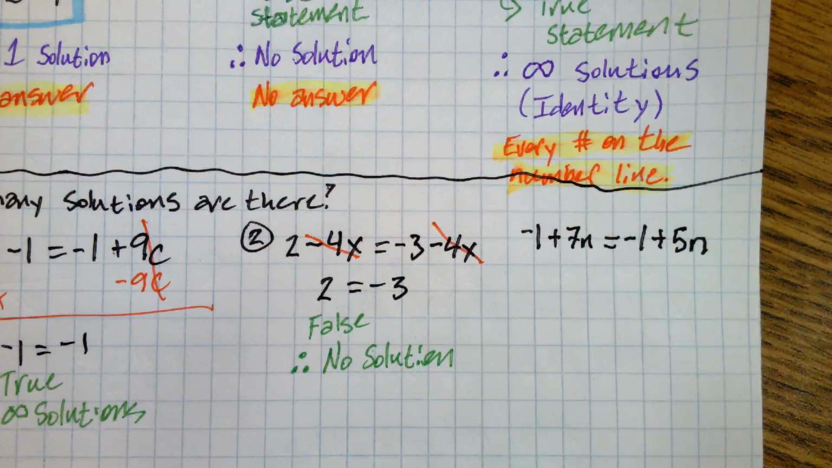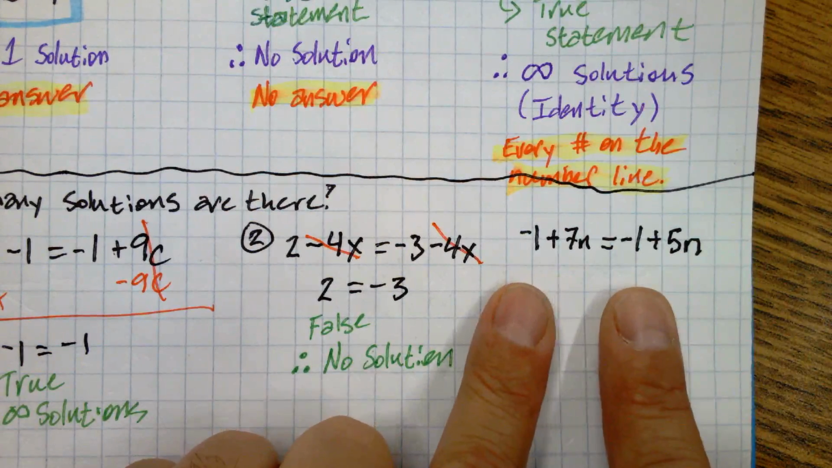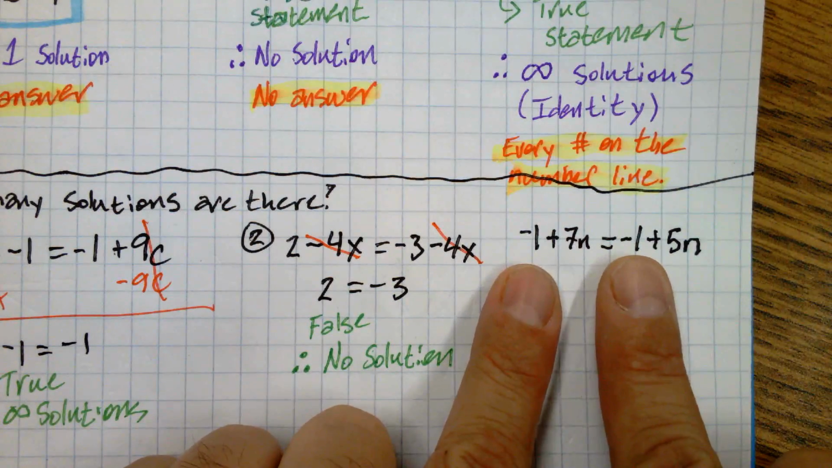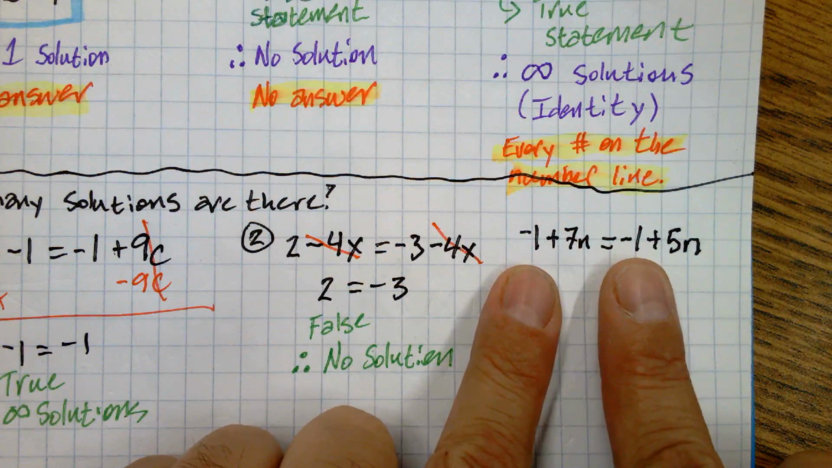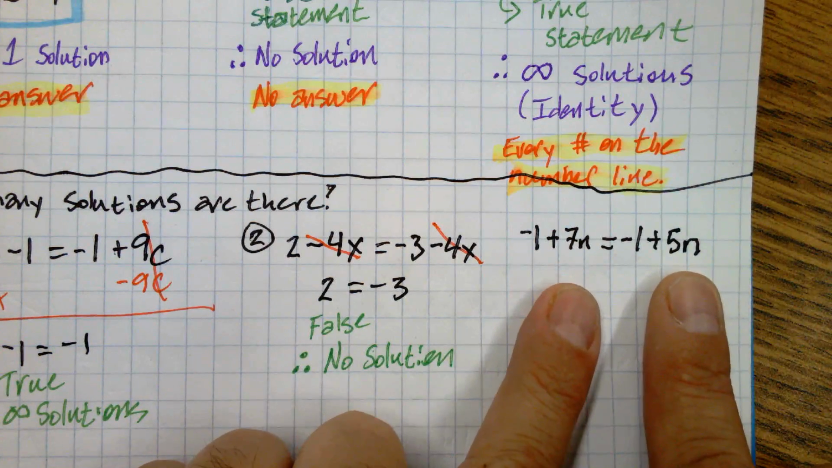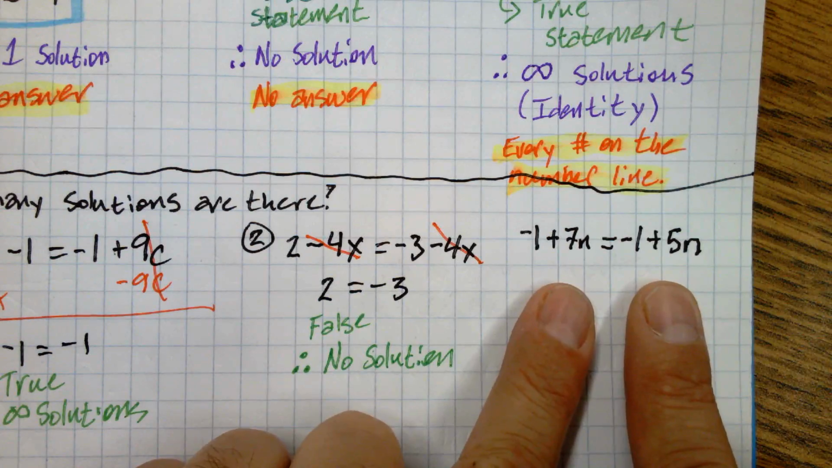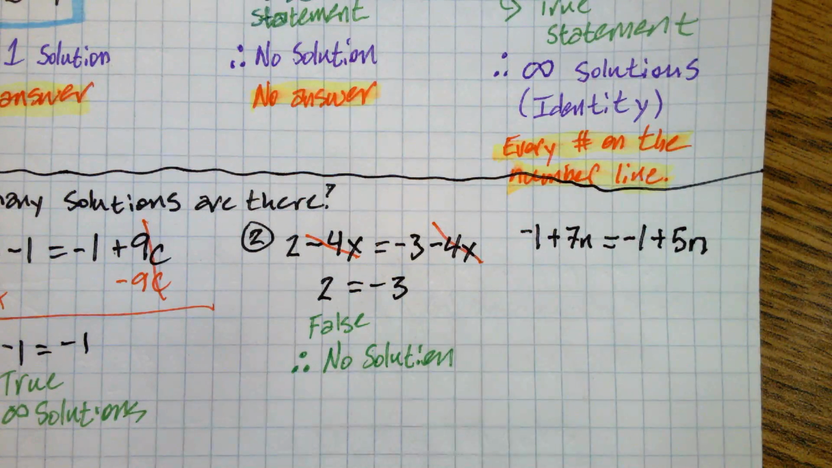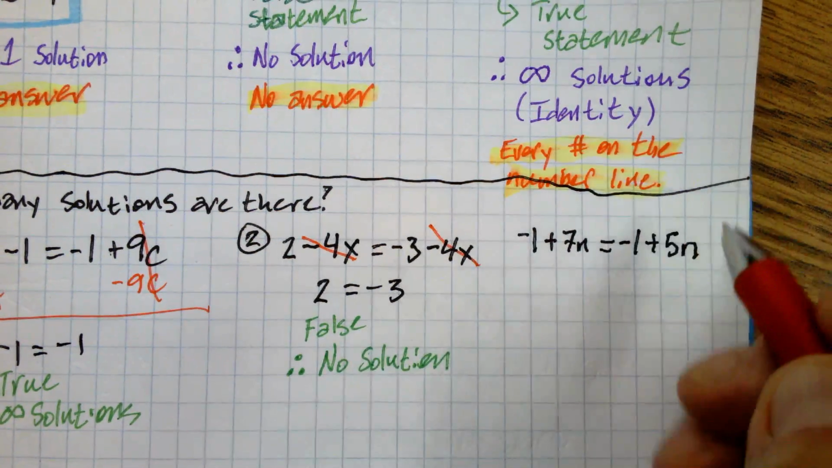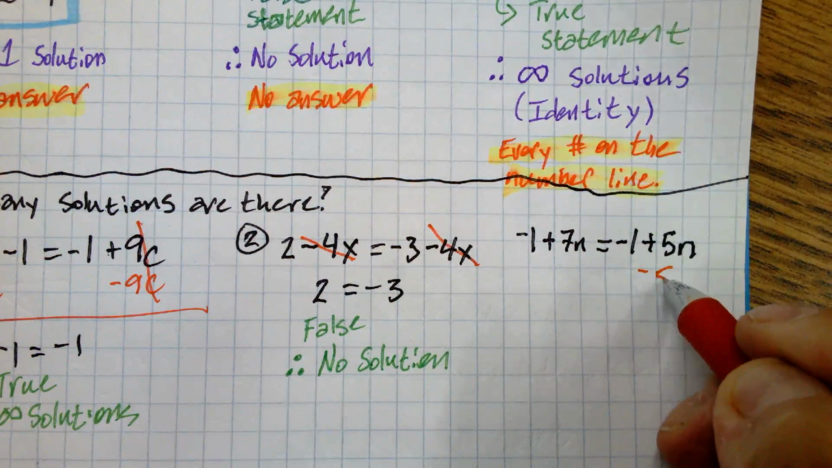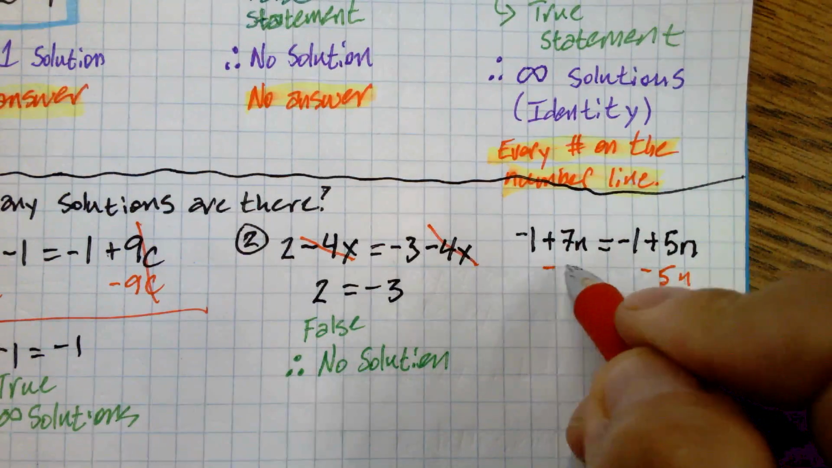So, you see the coefficients. We don't care too much about the constants, the minus ones. Yes, they're the same. We've got to focus in on the variables and look at the coefficients. Are the coefficients the same? No, one's 7, one's 5. If the coefficients are different, then you'll have one solution. Because look what we would do for our next step.